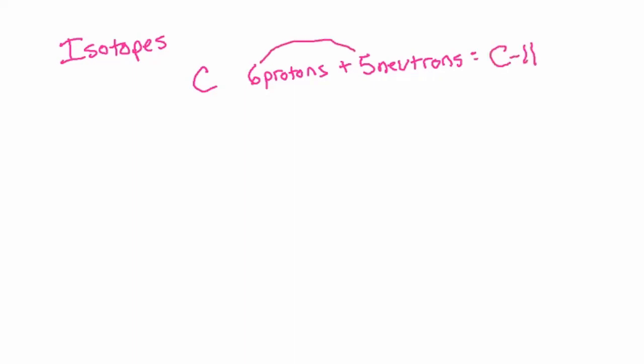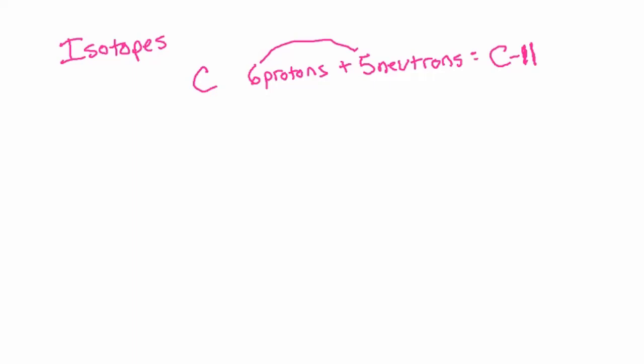Now, one more thing about writing isotopes. First we did the carbon with 6 protons and only 5 neutrons, so that's an isotope because there's a different number of neutrons than there are protons. So we would write that C11, and the 11 is the 6 plus 5. So that's the atomic weight, so carbon 11.